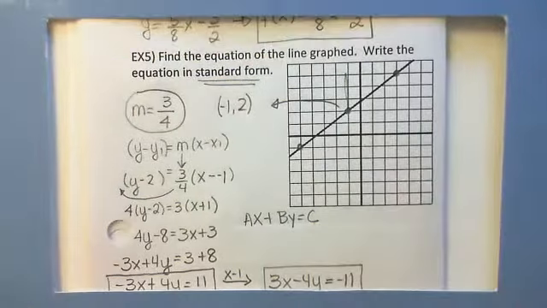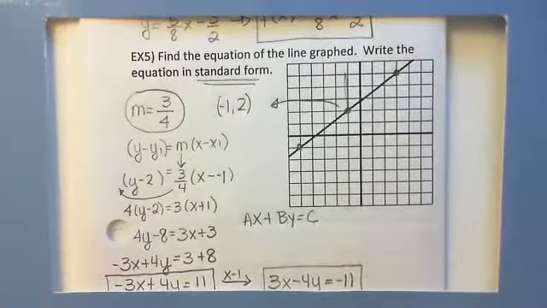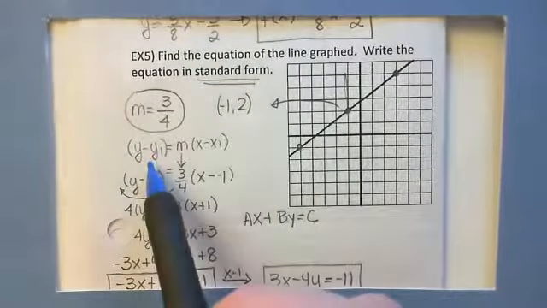So basically what we've done is find the equation of the line that was given here for us, and we used the point slope form. Alright, very well. Let's go on to the next problem.